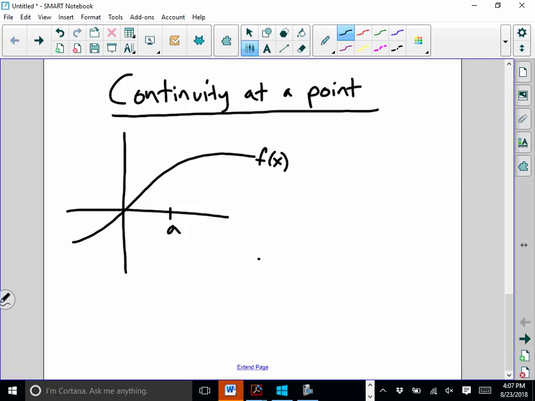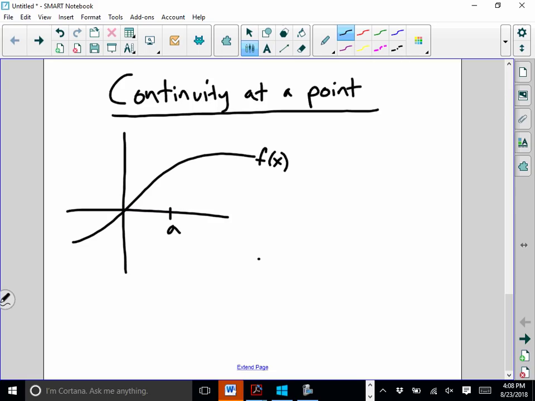Taking a look at this graph that I drew, ask yourself the question: is f of x, this function here, continuous at the x value of a? Well, as we look at it, do we see any holes at a? No. Do we see any jumps at a? No. Do we see a vertical asymptote at a? No. So we know the function is continuous at a.